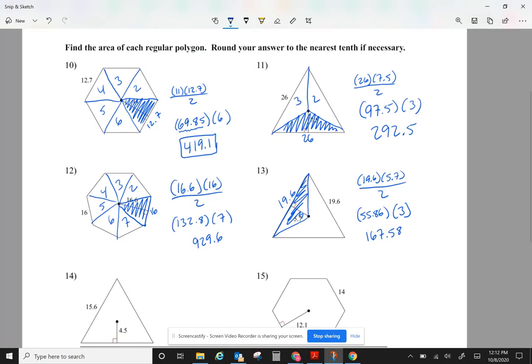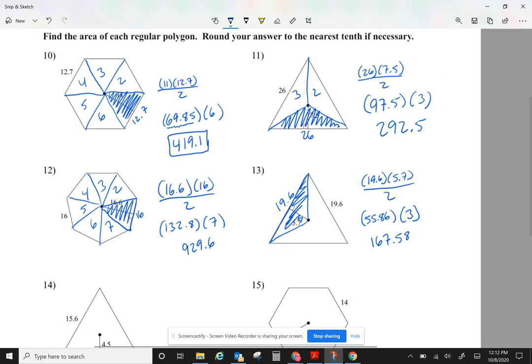I want to emphasize something on the instructions. The instruction said, find the area of each regular polygon, and then it said, round your answer to the nearest tenth if necessary. That means that each of my answers should be just 1 decimal place. So far, it has been just 1 decimal point. But now in number 13, I have 2 decimal places.